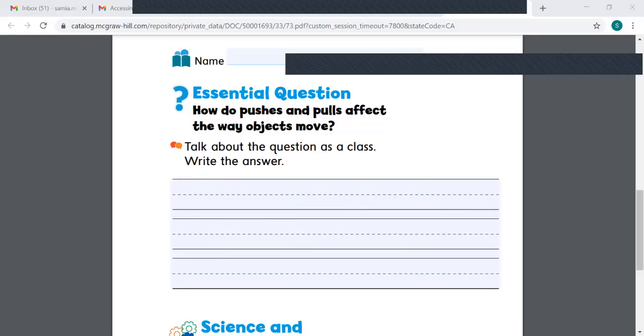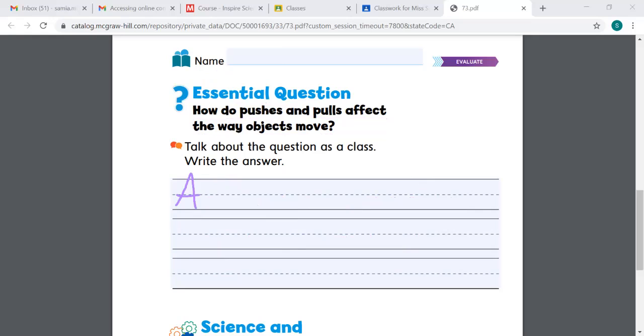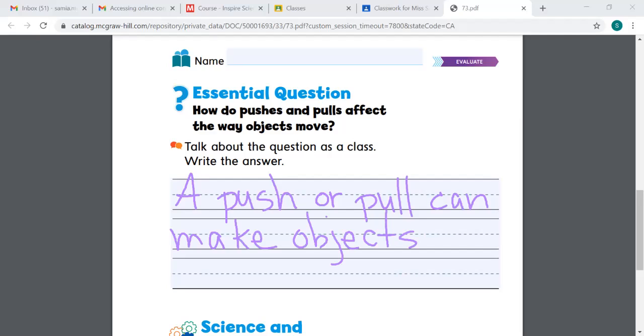All right, this is my next sentence. A push, you can just add this along to that first sentence. I just ran out of room. A push or pull can make objects move.